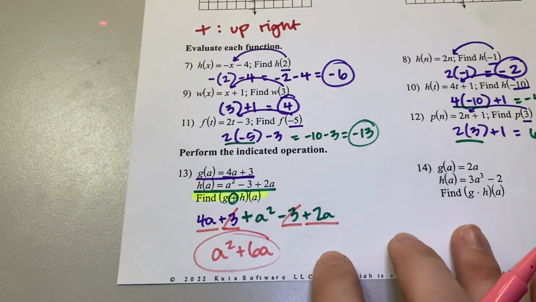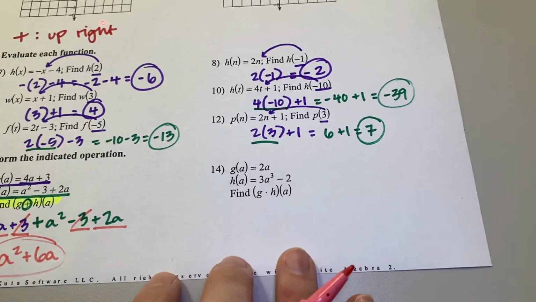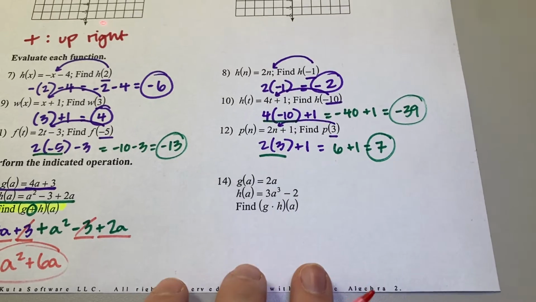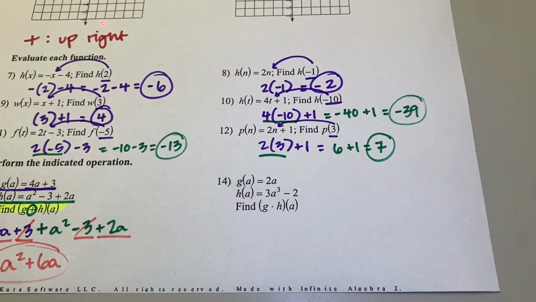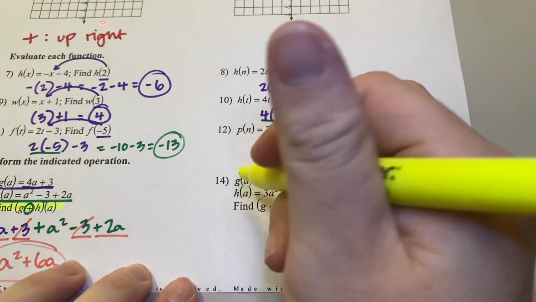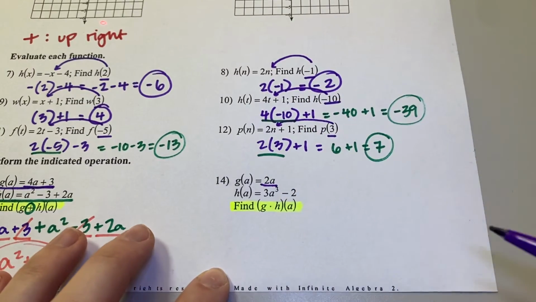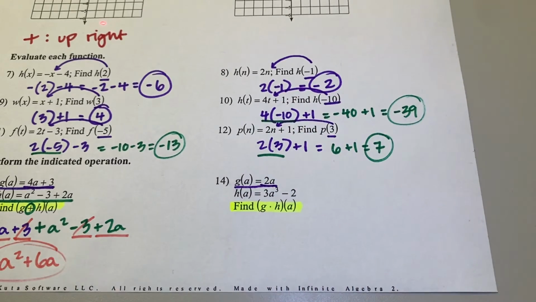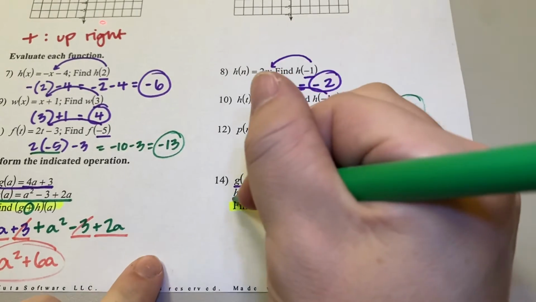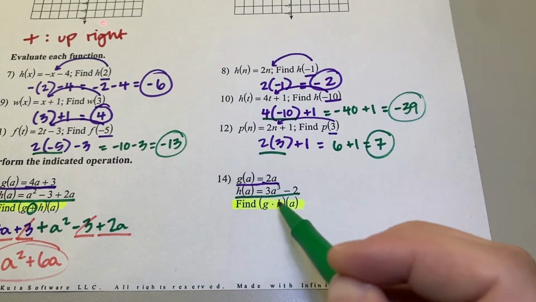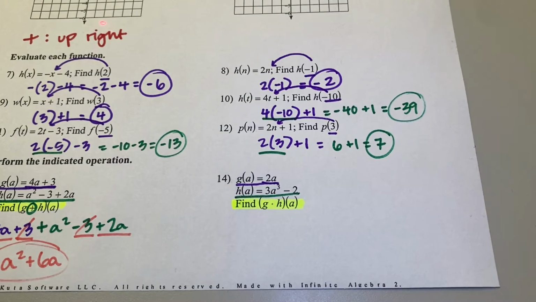Well, let's try number 14. This guy's a little different. What is it asking us to do? Okay, find what? What are we supposed to do with these 2 functions? Find G times H of A. Love it, Braden. So that little dot right there, that means you're multiplying these 2 functions together. Okay, so we have our G of A. And again, we have our H of A, but this time we're multiplying. That little dot means we're multiplying.